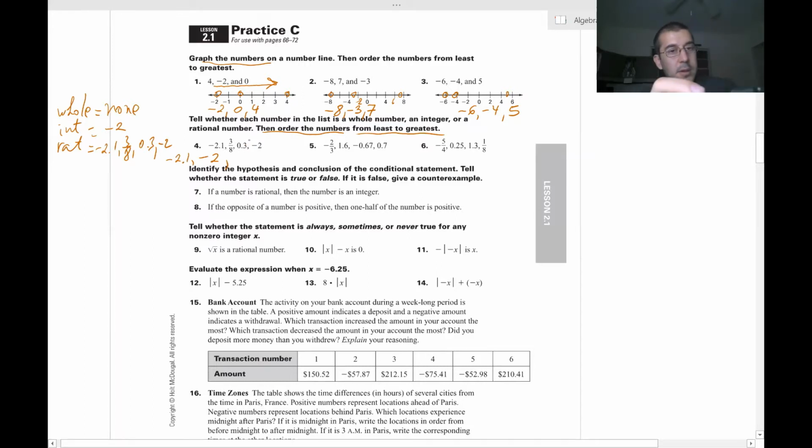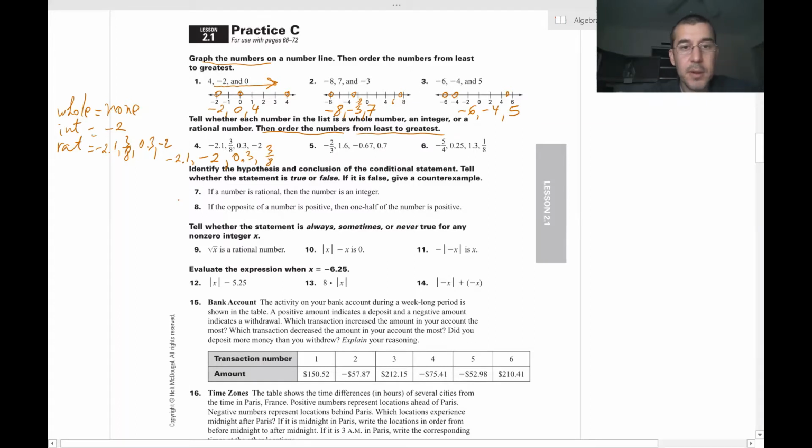3/8, you can do that in the calculator, or you can compute 3/8. Let's say 3/8 is 0.375. So 0.375 is going to be to the right of 0.3. So 0.3 comes first, and then 0.375 or 3/8.